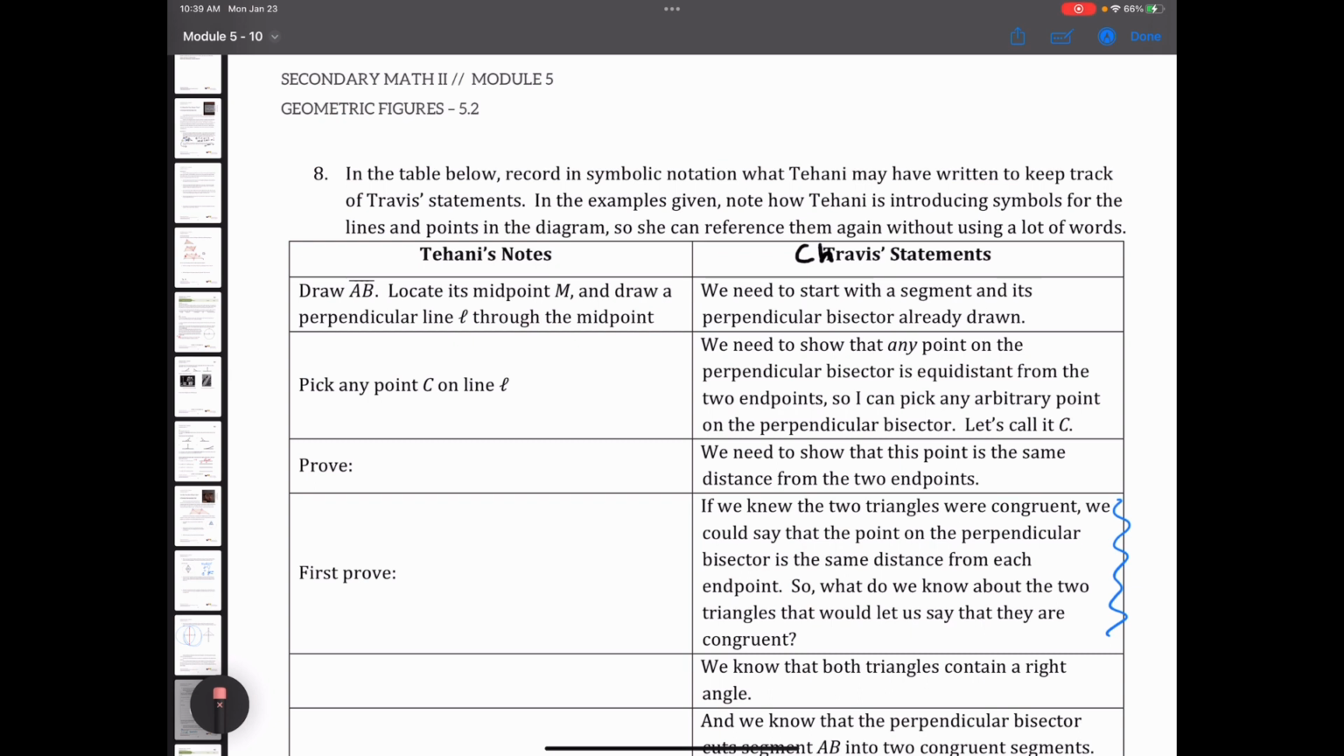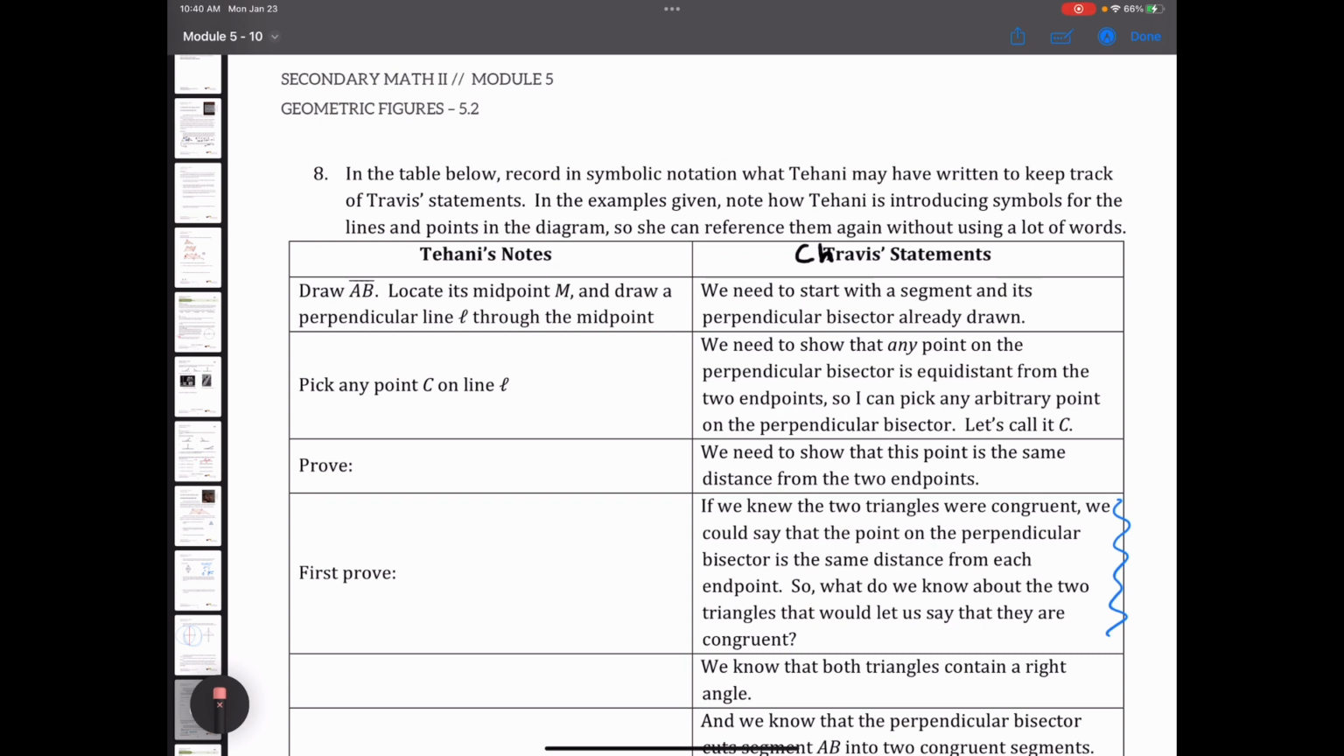Then, what does Travis say? We need to show, it's the second one, that any point on the perpendicular bisector is equidistant from two endpoints. That's a tricky word. So I can pick any arbitrary point on the perpendicular bisector. Let's call it C. Very good. So that's kind of what we described. Those first two steps are the process that we described in our paragraph above, right?